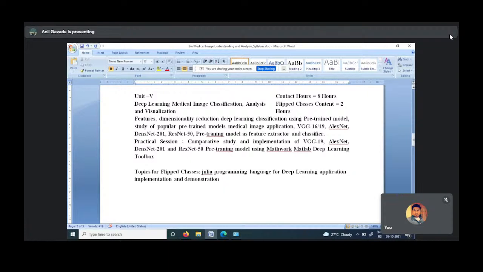All these implementations, whatever I'm going to demonstrate, are implemented using MathWorks MATLAB. We have a campus-wide license, so you all can make best use of this tool, which I feel is valuable. Apart from that, the same example you can code in Julia also. So this is the overview of the subject.